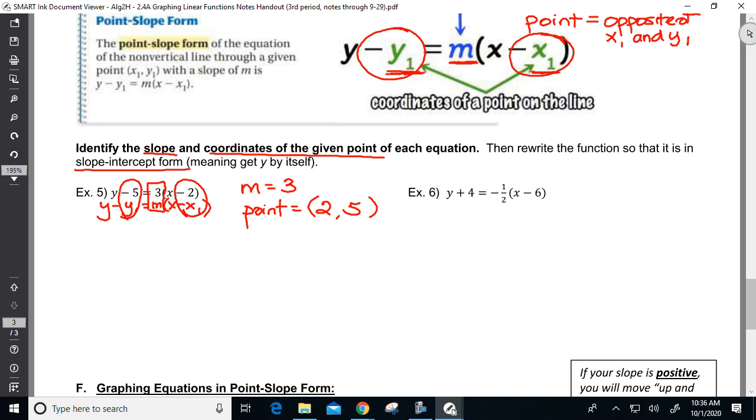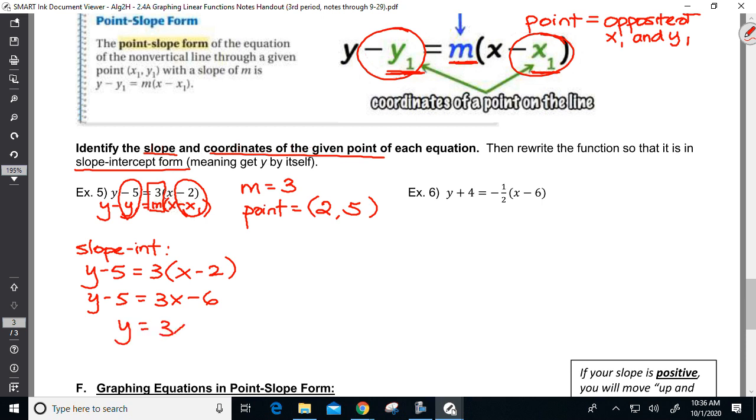So now we write it in the slope-intercept form. Slope-intercept form is simply solving for y. Y minus 5 equals 3 parentheses x minus 2. So easy 2 steps, we distribute, and then we get y by itself. Add 5 to both sides. So there's all the information we can get out of example 5.